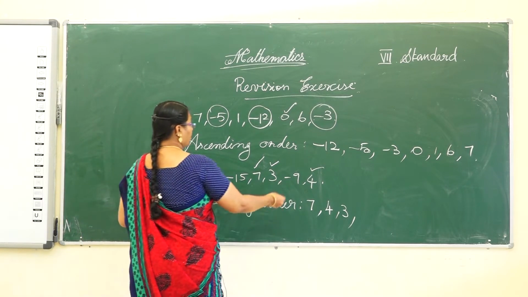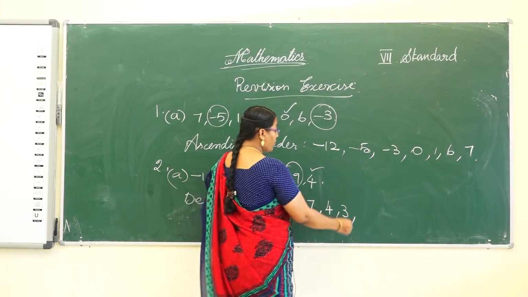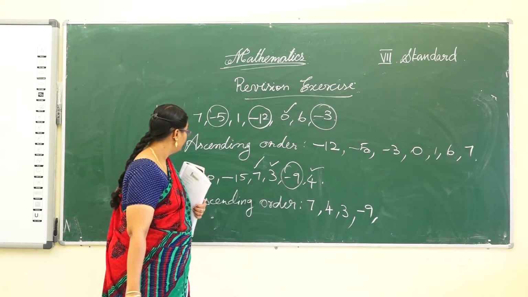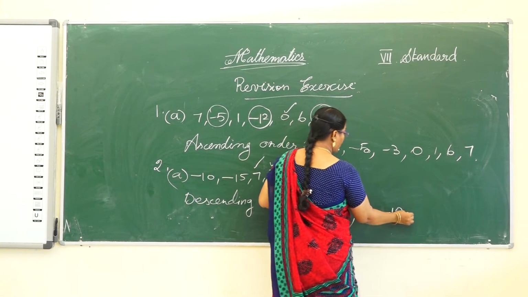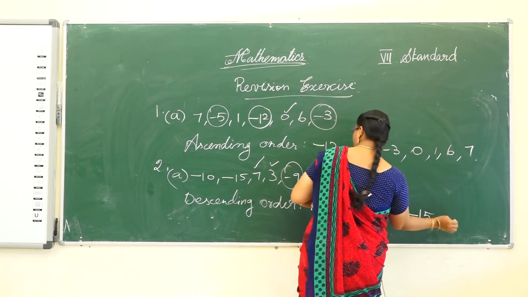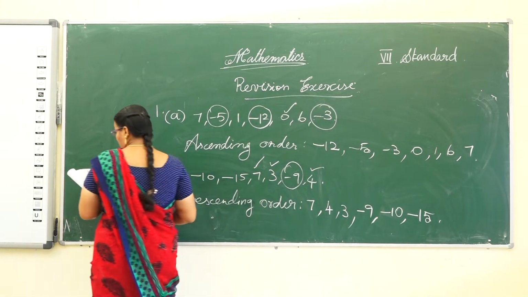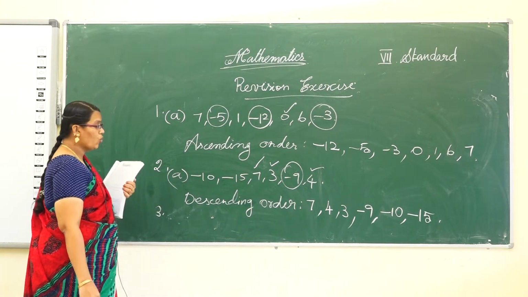And next, which is the greatest value? The first greatest value is minus 9. And the next one is minus 10. And the next one minus 15. This is the descending order for the given numbers. And the next one, option B, is homework.